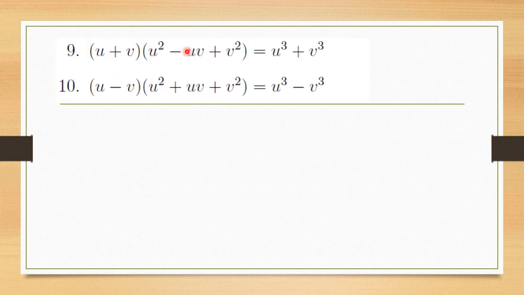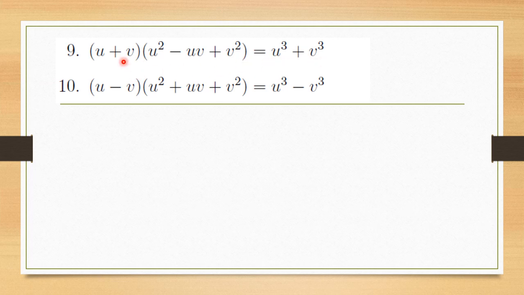And the last set of formulas would be products of binomials and trinomials that result in either a sum or a difference of 2 cubes. Okay, so if we multiply u plus v and this trinomial, u squared minus uv plus v squared, do not get confused with the perfect square trinomial. The perfect square trinomial has a 2 here. This one has not.